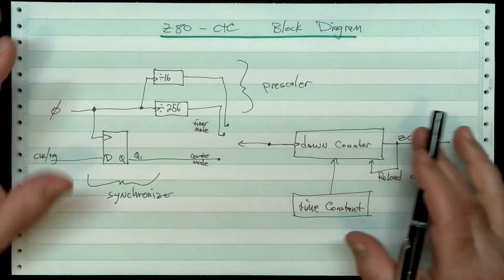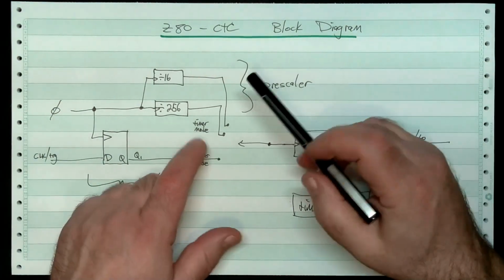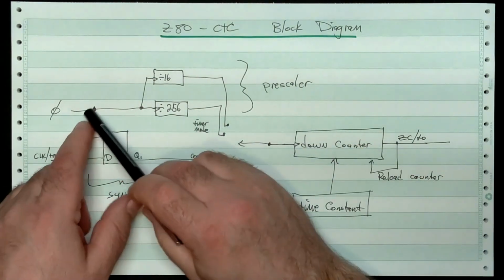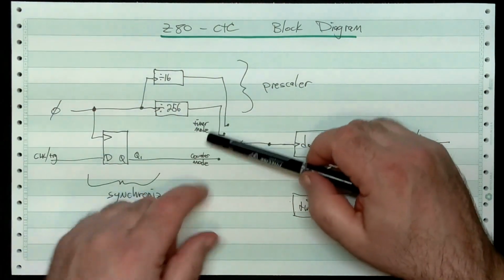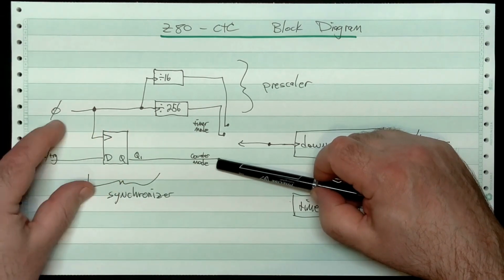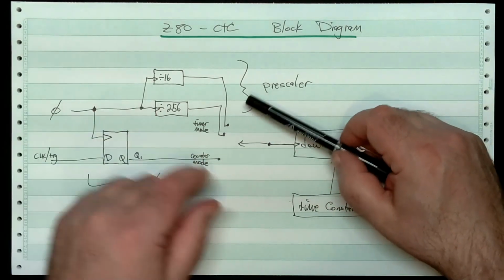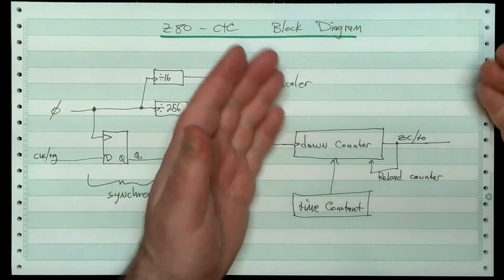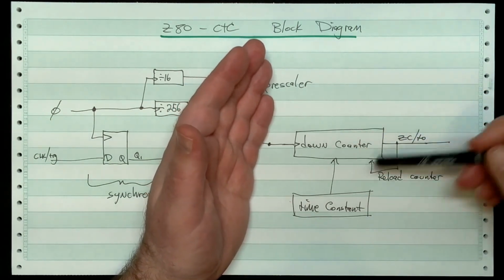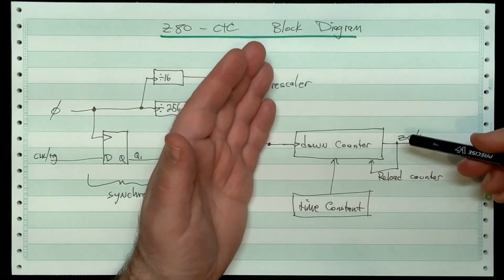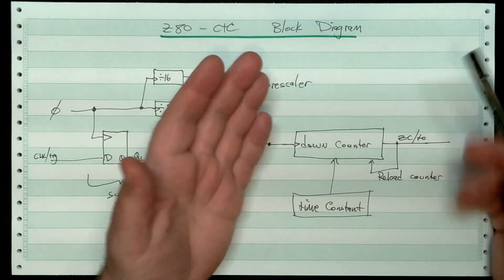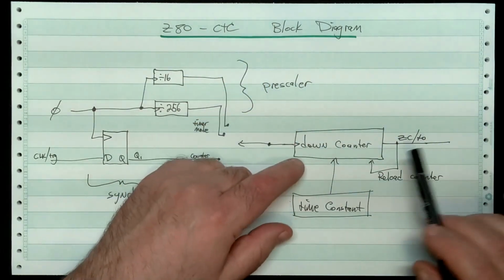So here's where we're at. We can either operate in timer mode, which means we're going to be using this circuitry up here, or we're going to be operating in counter mode using circuitry down here. Regardless of what mode we're in, we're using the circuitry over here to do the actual timing or counting. So let's look at this and then look at the rest in order.